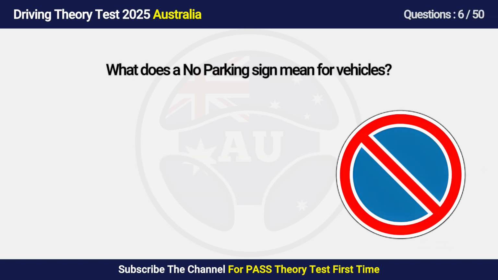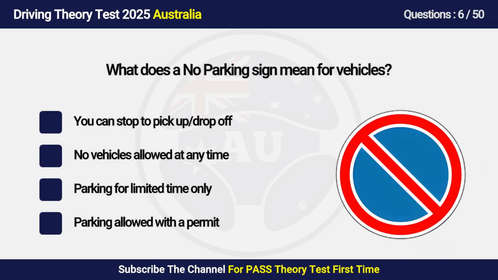Question 6. What does a no parking sign mean for vehicles? A. You can stop to pick off. B. No vehicles allowed at any time. C. Parking for limited time only. D. Parking allowed with a permit.